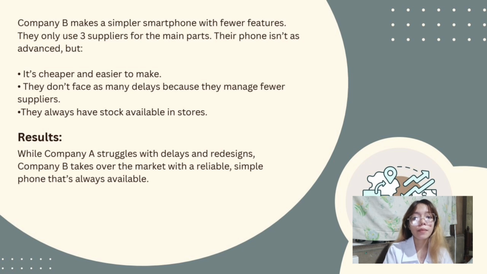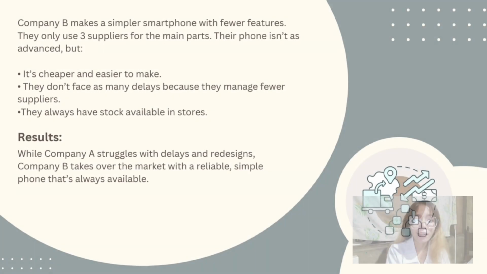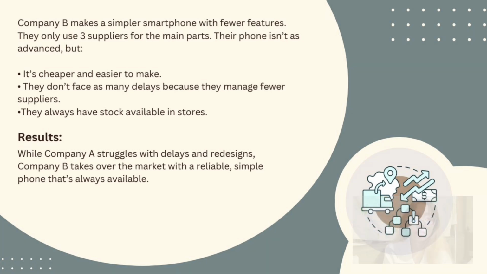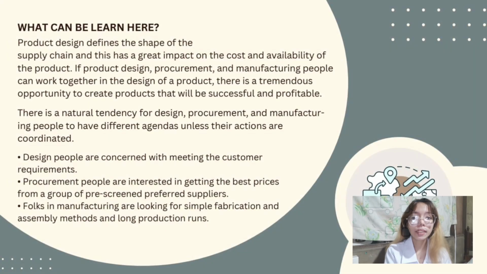Company B makes a simpler smartphone with fewer features. There are only 3 suppliers for the main parts. Their phone isn't as advanced, but it's cheaper and easier to make. They don't face as many delays because they manage fewer suppliers. They always have stocks available in store. As a result, Company A struggles with delays and redesigns, while Company B takes over the market with a reliable, simple phone that's always available. What can we learn here?